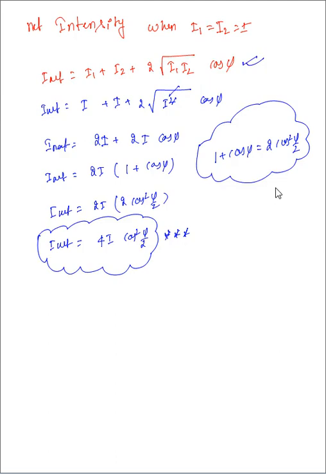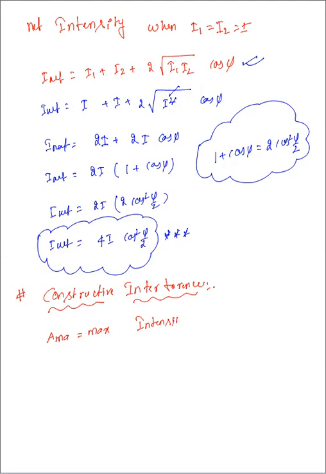Now we have to discuss what is meant by constructive interference and what is meant by destructive interference. Constructive interference means amplitude should be maximum, intensity should be maximum. For both to be maximum, the cos phi value should be equal to 1.